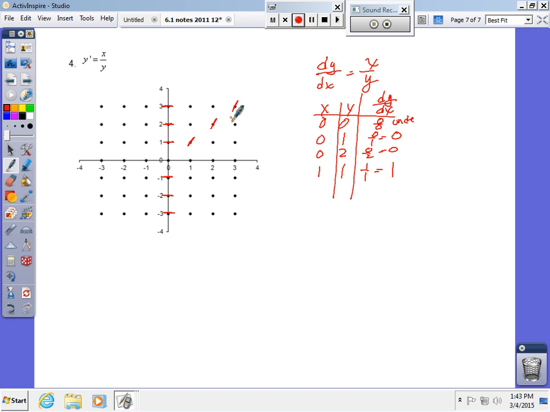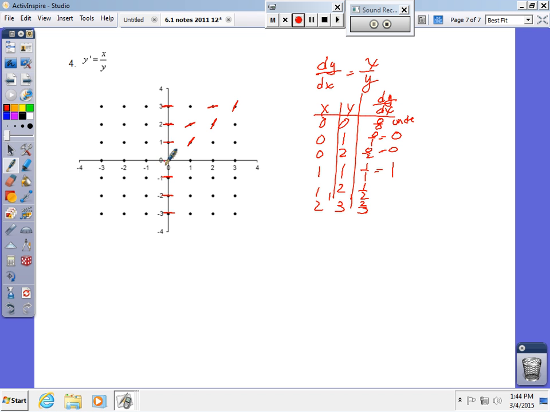All right, you might want to do another one here. How about (1, 2)? Well, the slope at (1, 2) is a half. Now this one you've got to be careful of. It's up 1 over 2, so it's not as steep. At (2, 3), it's 2/3, right? It's 2 over 3, so it's 2/3. So again, it's less steep than that.